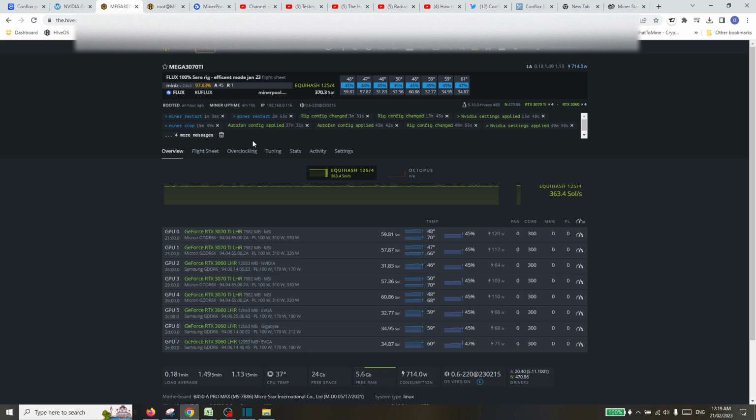I just wanted to show everybody very quickly some really efficient Flux overclock settings I am using in HiveOS. This is for the RTX 3060 LHRs and the RTX 3070 Ti's, which are LHR as well. Not that it really matters anymore. So I'm mining Flux. I'm using MiniZ, and this is to a mining pool.